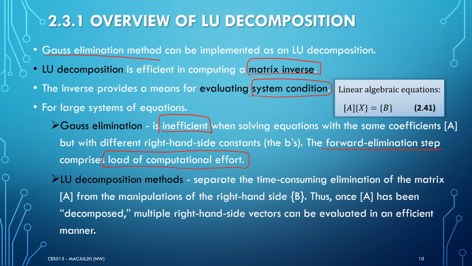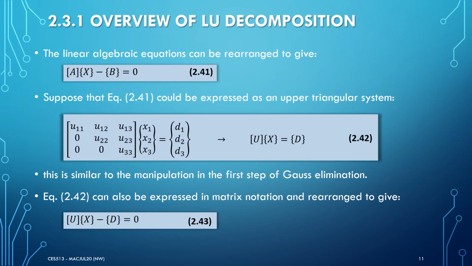The LU decomposition method separates the time-consuming elimination of the matrix A from the manipulations of the right-hand side B. Thus, once A has been decomposed, multiple right-hand side vectors can be evaluated in an efficient manner. Remember equation 2.40 shown in the previous slides, which is AX equal to B. The linear algebraic equations can be rearranged to get AX minus B equal to 0.